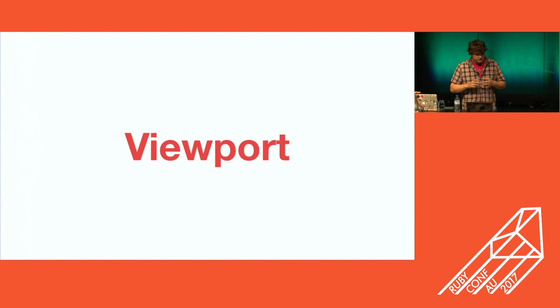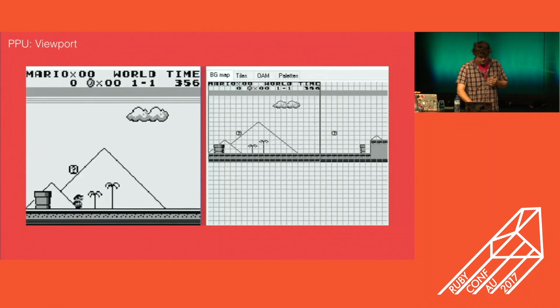As I said before, the picture processing unit renders an area 255 pixels by 255, but the screen will only display 160 by 144. Here's an example. This is pretty much done to create the illusion of moving. Like here's Super Mario.